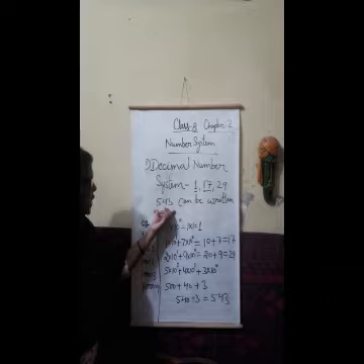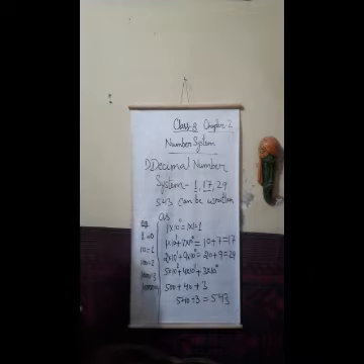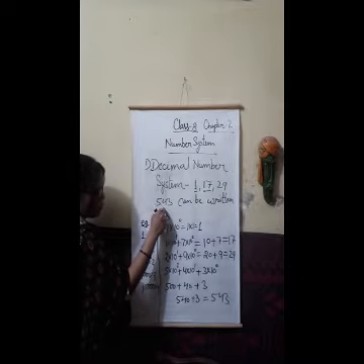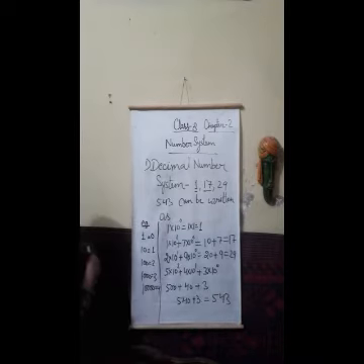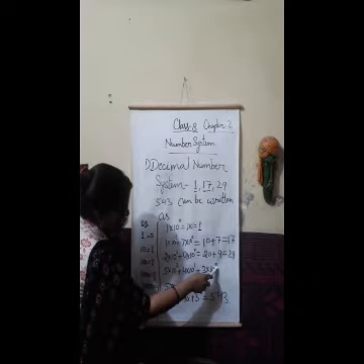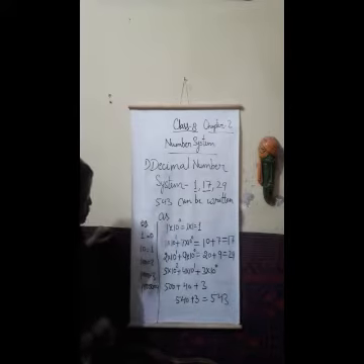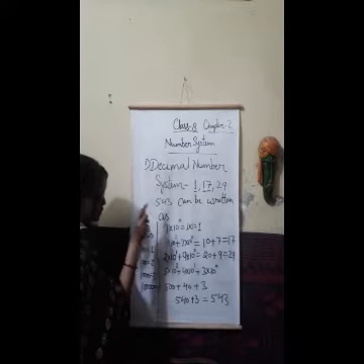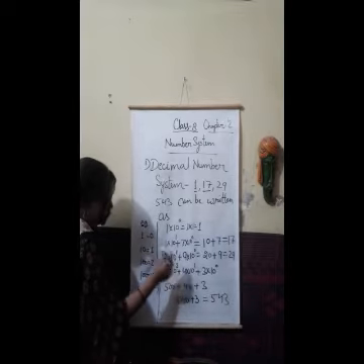How will I display 543 in decimal number system? What is the place value of 3? 1. Place value of 4 will be 10. Place value of 5 will be 100. So here I will write 10 raised to the power 0, 10 raised to the power 1 and 10 raised to the power 2, because the place value of 5 is 100. That is why we have to write here 10 raised to the power 2.